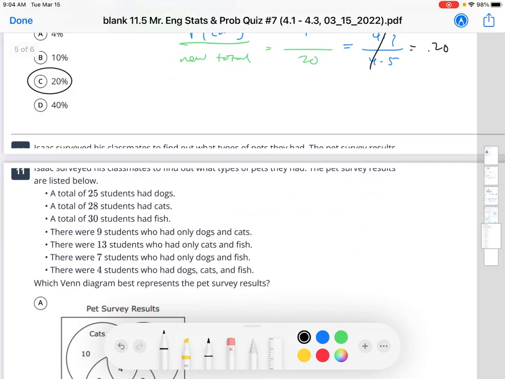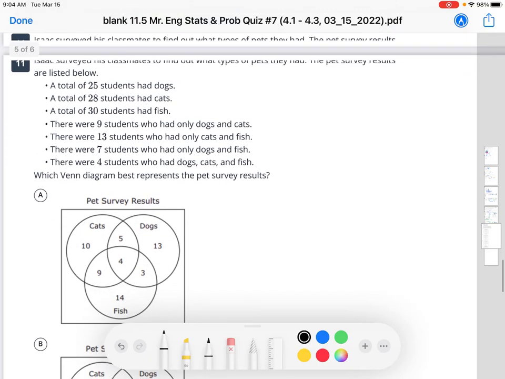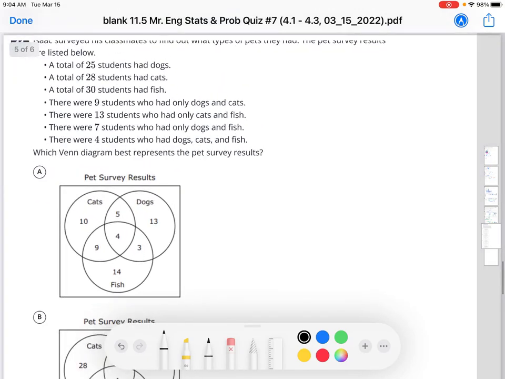And number 11, Isaac surveyed his classmates to find out the types of pets they had. The pet results are listed below. Okay. There are a total of 25 dogs. Okay, so when I think of dogs, that means this circle would have to add up to be 25. 9, 12, 25. This one matches.